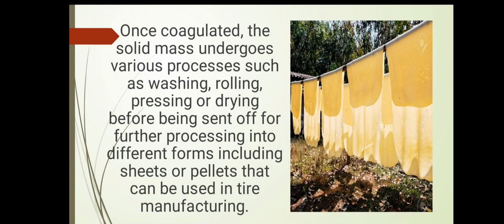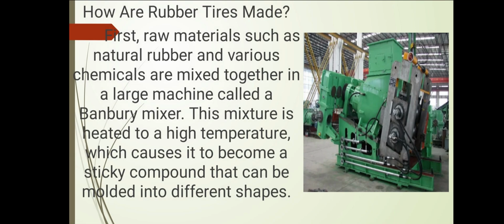Once coagulated, the solid mass undergoes various processes such as washing, rolling, pressing, or drying before being sent off for further processing into different forms including sheet or pellets that can be used in tire manufacturing. How are rubber tires made?